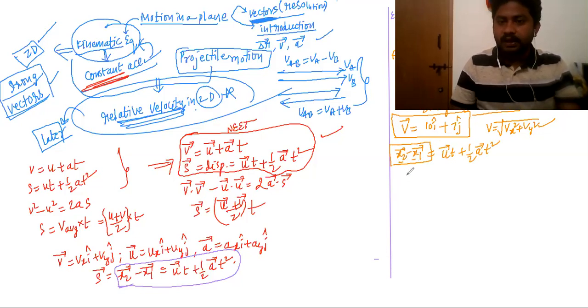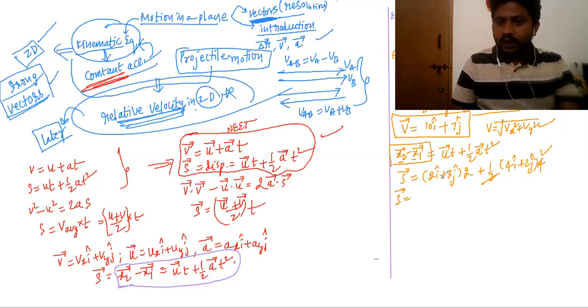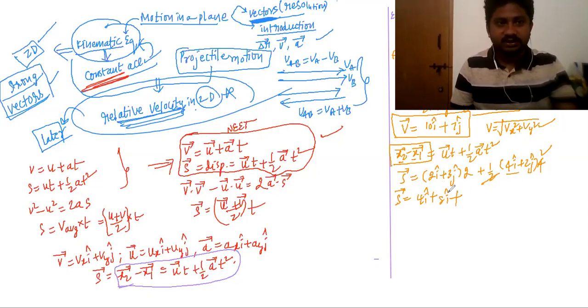Okay. So now displacement, let me write s bar. S bar is equal to u bar into t. 2i cap plus 3j cap into t value is 2, plus half into a bar. What is a bar? 4i cap plus 2j cap into t square. T square is 2 square, it's 4. Okay, now 2i cap into 2, it's 4i cap plus, already 4i cap is here, into 2. So that is 8i cap. All 8i cap terms I'm writing at one side, because it is easy to add later. So this is 3j cap into 2, it's 6j cap. Plus here how much? 2j cap into 2, it's 4j cap. Okay, so 12i cap plus 10j cap.